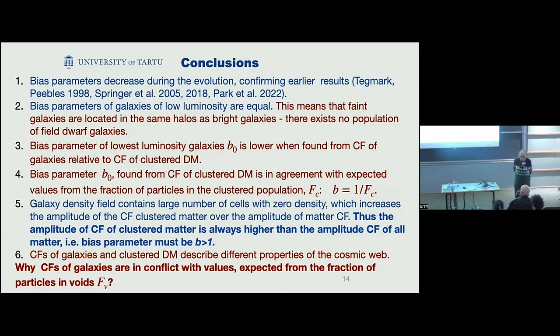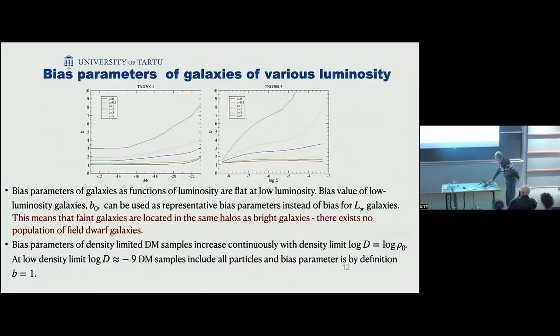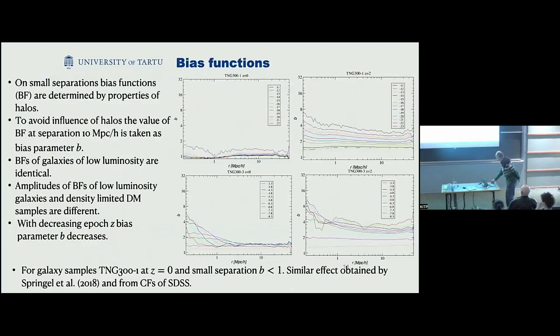I don't understand your point 2. There exists no population of field dwarf galaxies. Yeah, but I know hundreds of them. I know hundreds of field dwarf galaxies. What does that mean?